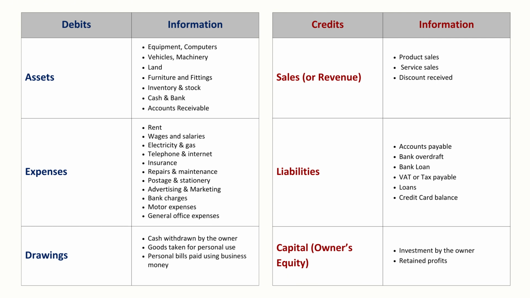In summary, debit increases assets, expenses, drawings. Credit increases revenue, liabilities, capital. Remember, every debit must have an equal credit so that the books always stay in balance.